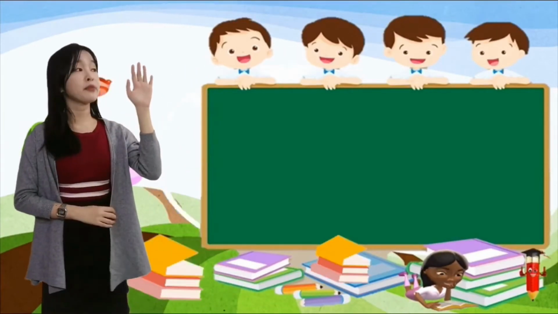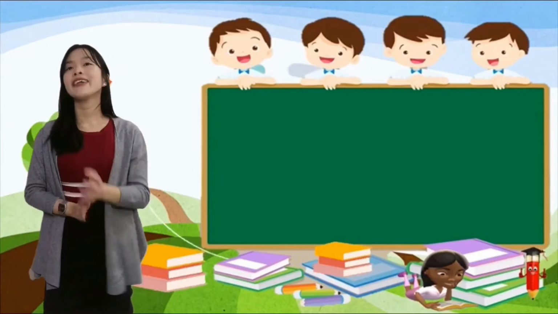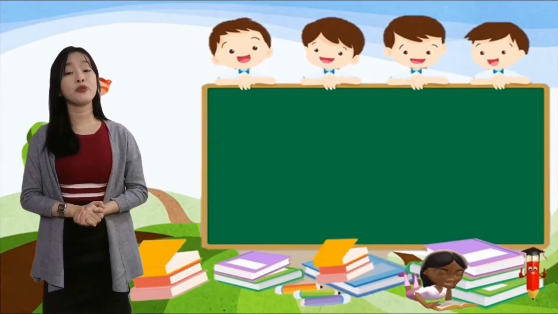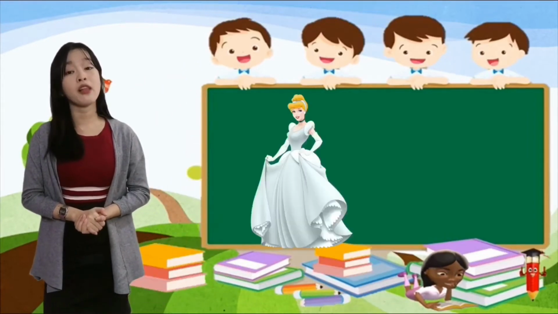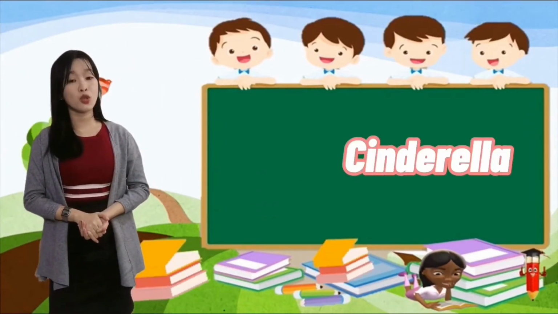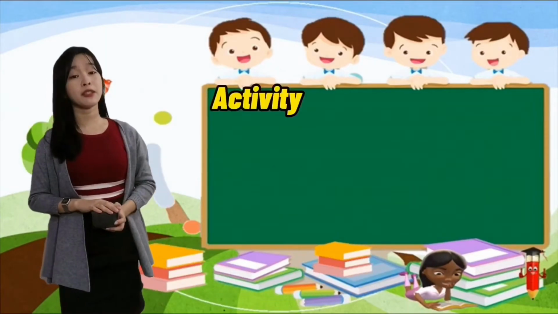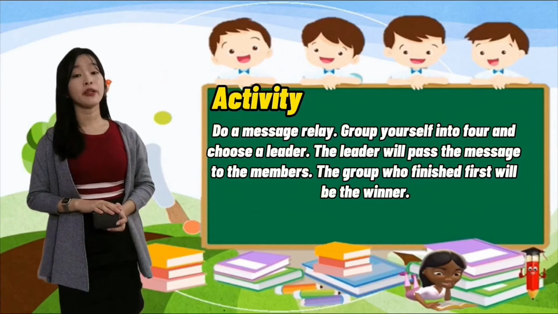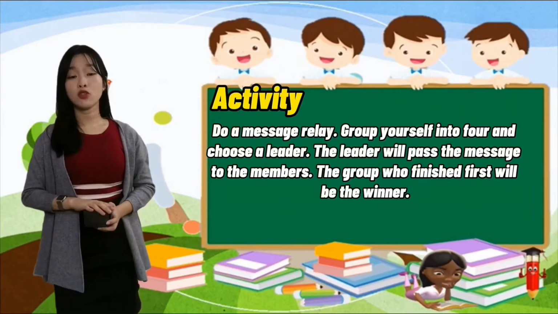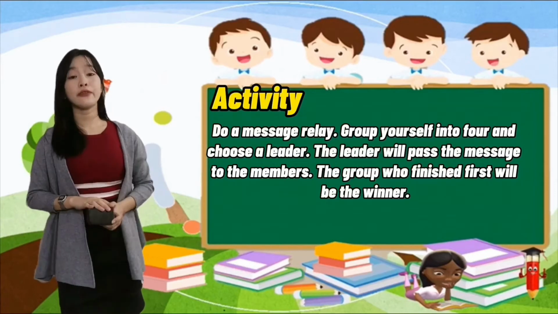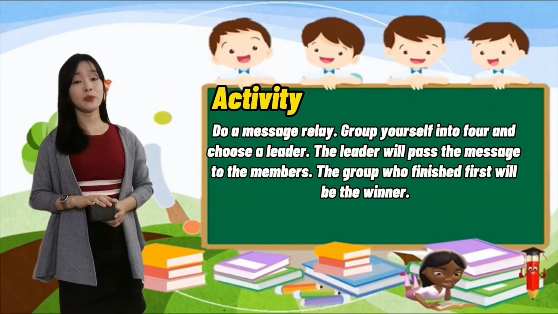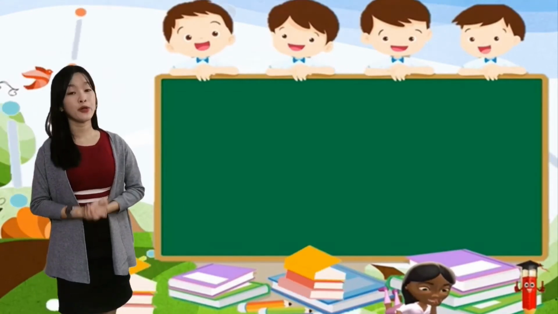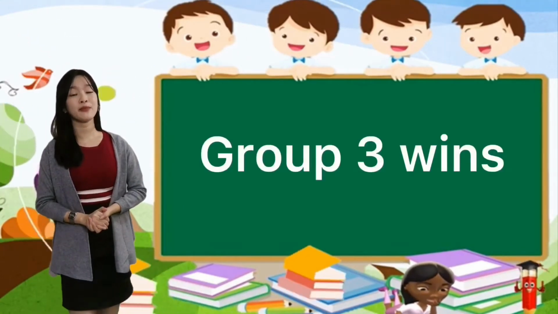Can anyone remember the lesson yesterday? Yes, Miss Biboso? Yes, very good. We read the story of Cinderella and you learned something from the story. Okay, class, for our activity for today, you do a message relay. You need to form a group of four and you need to choose your leader. The first group who finish first will be the winner. Okay, the winner from the message relay is group three. Give them a round of applause, please.